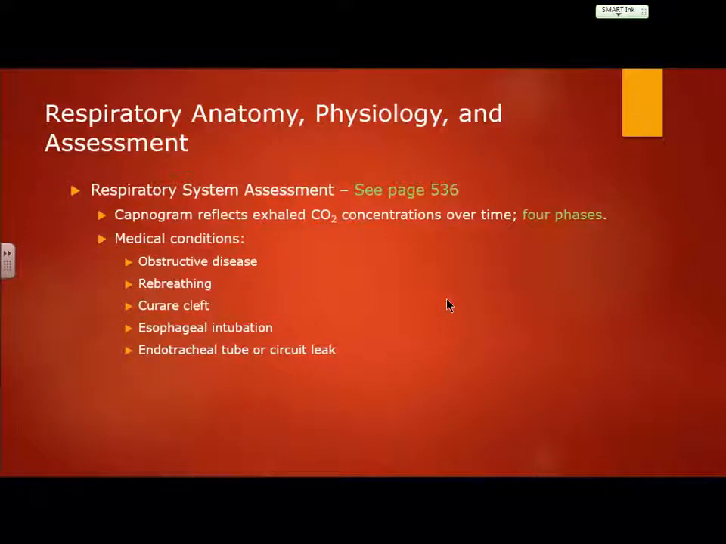Now, would you still hook that nasal cannula up to oxygen? Yeah, it's got a port for oxygen, but it's able to disassociate the oxygen and the CO2. Okay? All right.